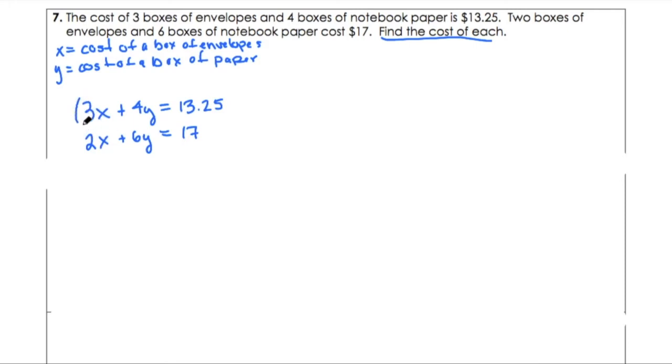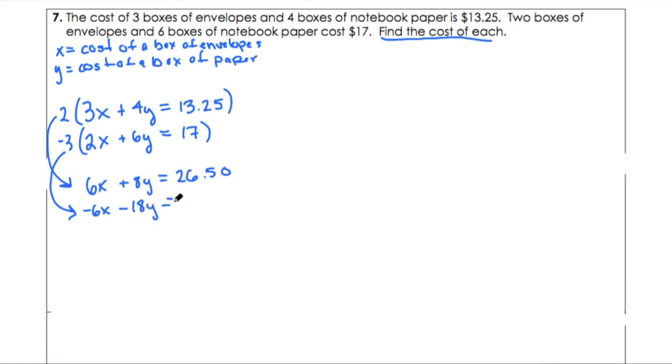So my choice would be to multiply the first equation by 2. And I'm going to multiply the second equation by -3 so that those coefficients will be opposite in sign. I'll be able to add them together. So that first equation, when I multiply by 2, is going to give me 6x plus 8y equals $26.50. Make sure you're multiplying both sides of the equation, every term in the equation. All right, and then we multiply the second equation by -3, and I get -6x minus 18y is equal to -51. Great.